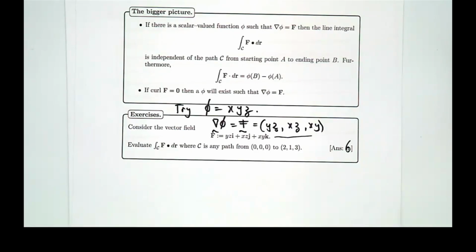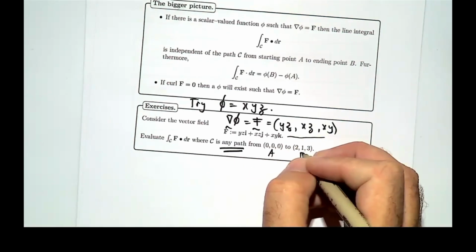So what does that mean in terms of computing this integral? Let's look at the question. Compute the line integral from that point to that point where C is any path. Oh, mind blown. You choose any path. It could be a straight line, any path, whatever. So that's the point A, that's the point B. Let's do it.